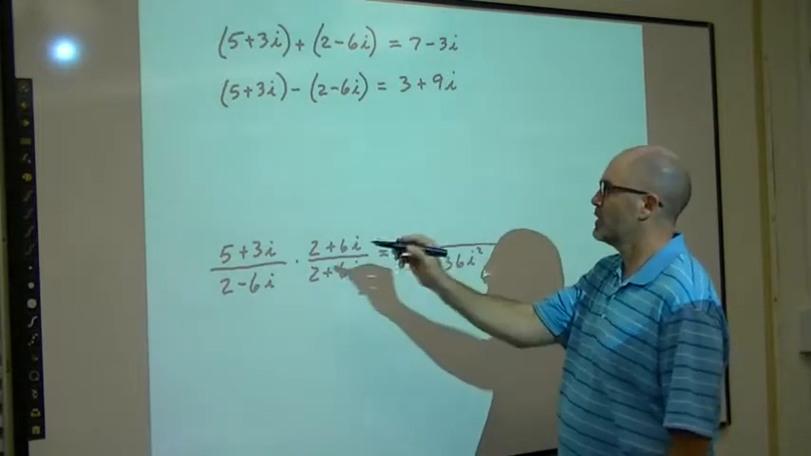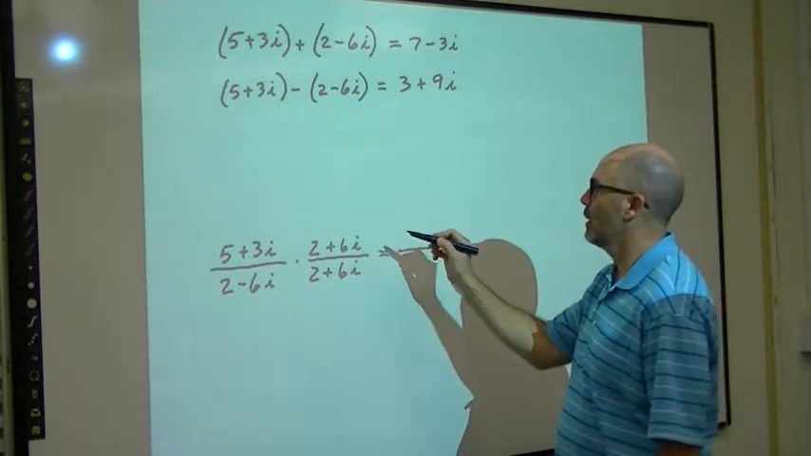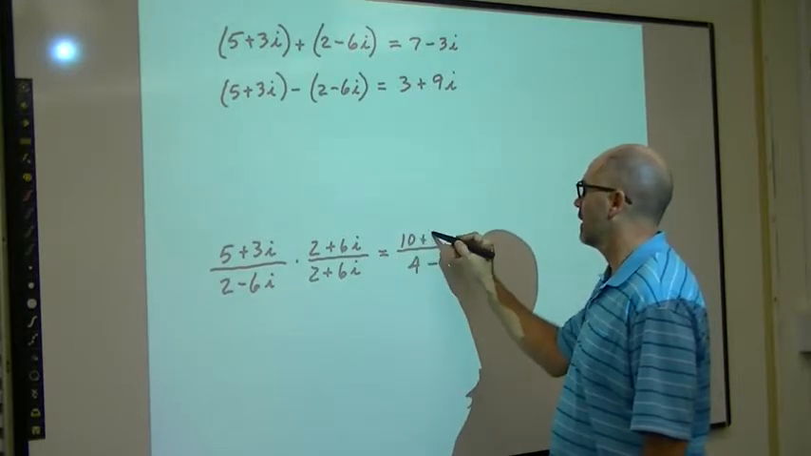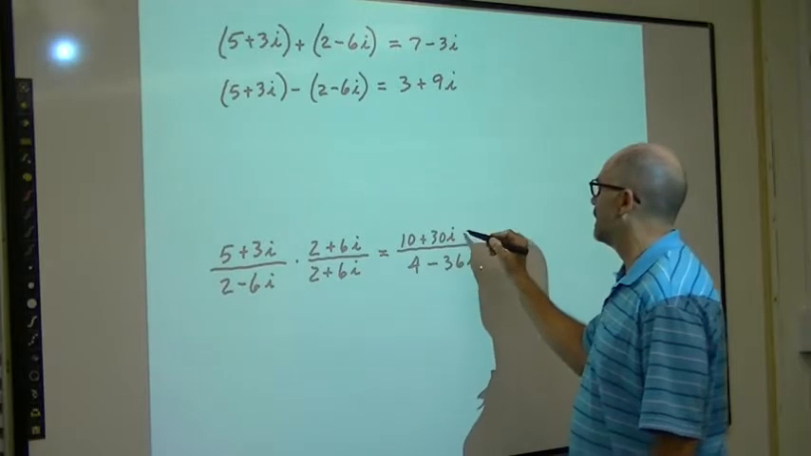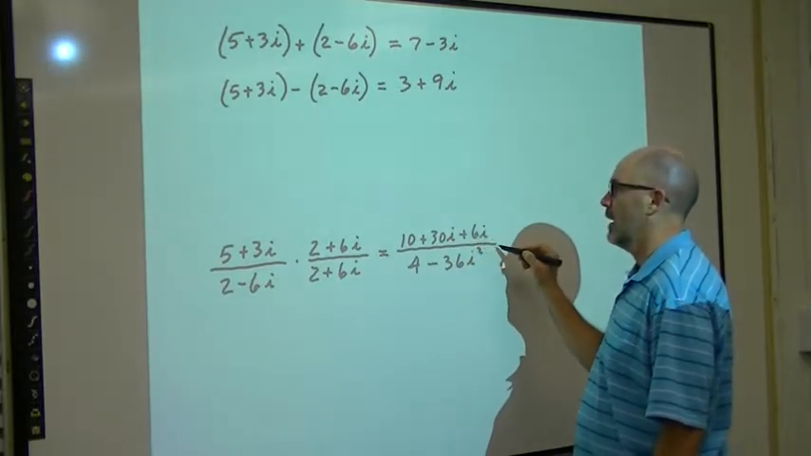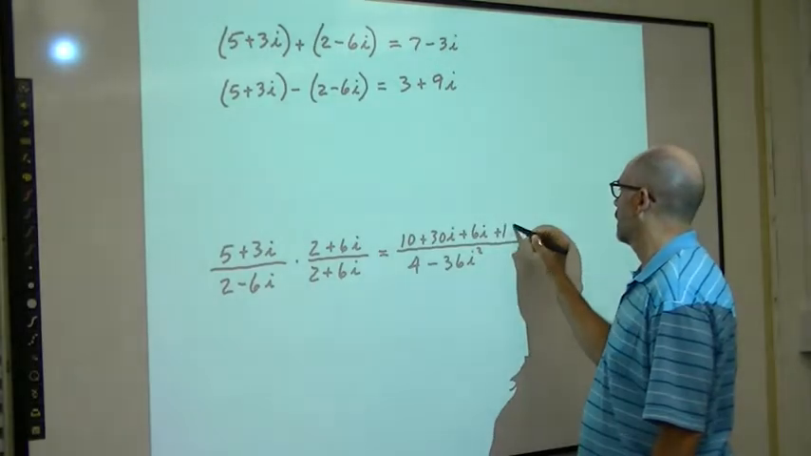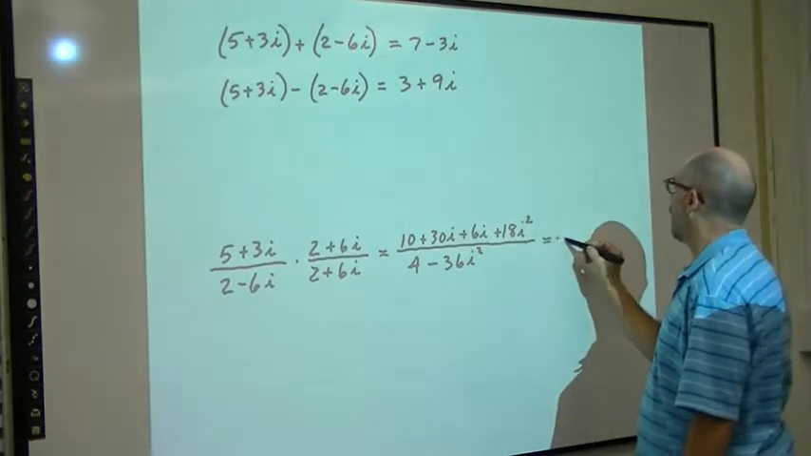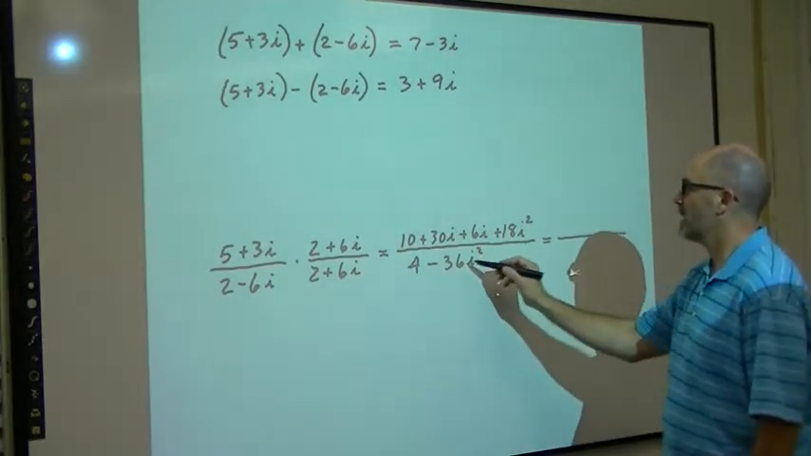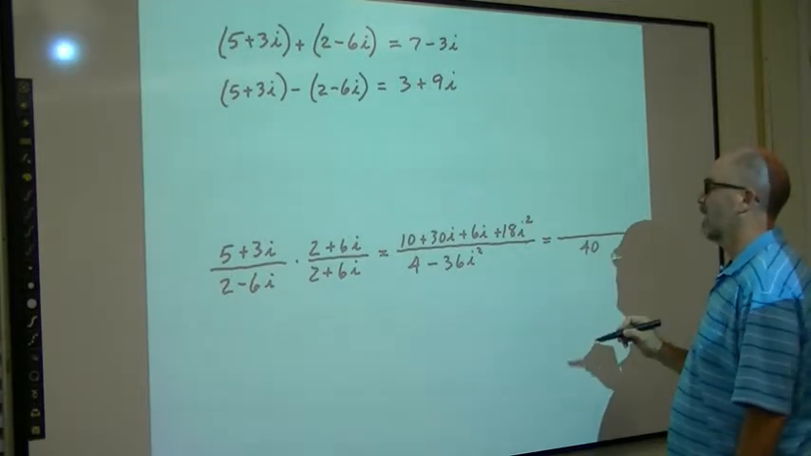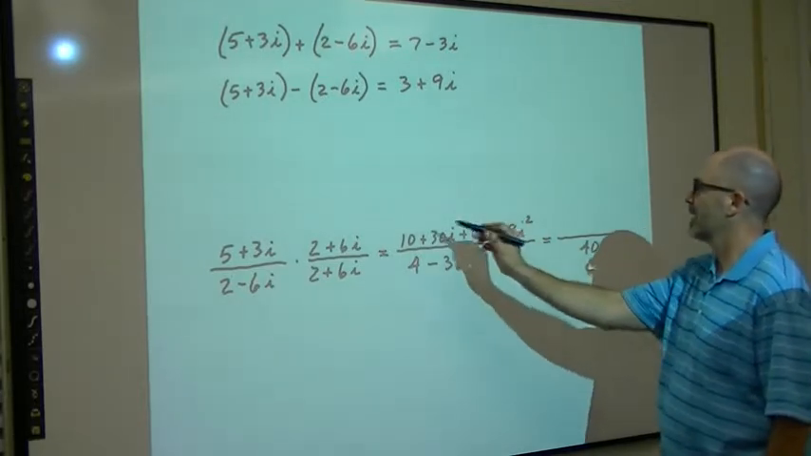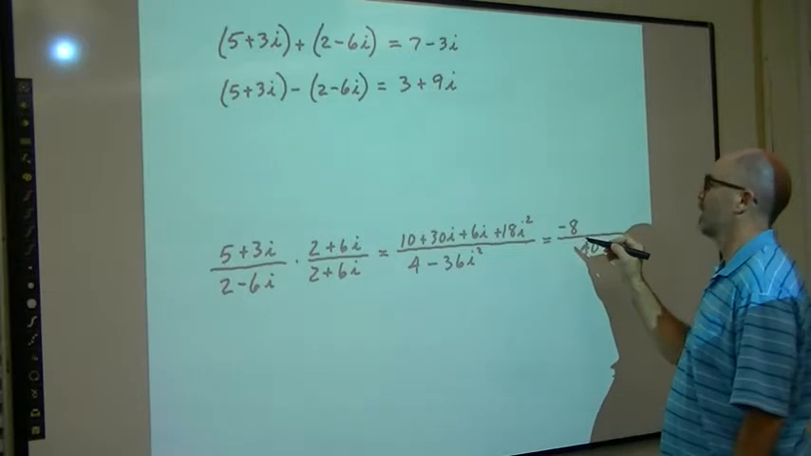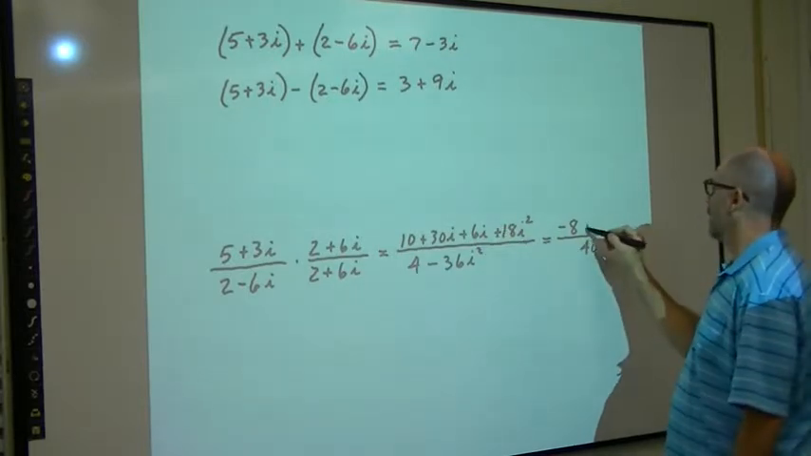And on the top, we just FOIL it, just like we did before. So we've got 10 plus 30i plus 6i and plus 18i squared. Okay, so the bottom ends up being 4 minus a negative 36, which is 40. And the top ends up being 10 minus 18, which is negative 8, and then plus 36i.